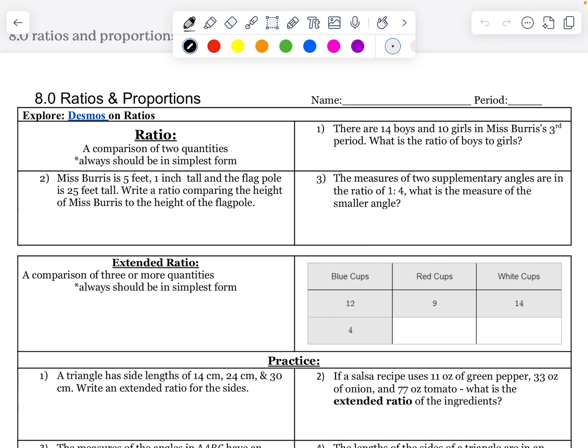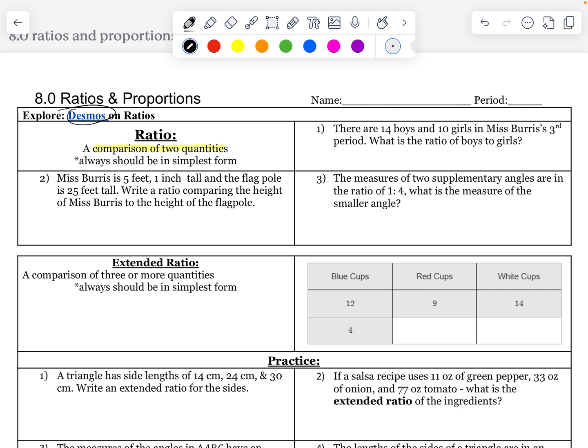We're starting with some ratios and proportions. So there is a Desmos on there. That's a pretty good exploration of ratios and proportions. It's the same stuff you learned in 7th grade, hopefully. Basically, a ratio is a comparison of two quantities. It's usually a fraction in simplest form. There's a couple ways to write ratios.